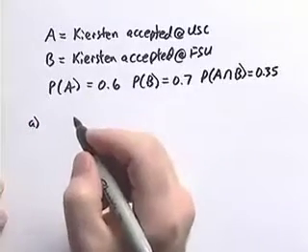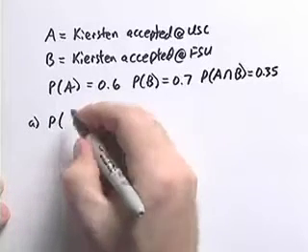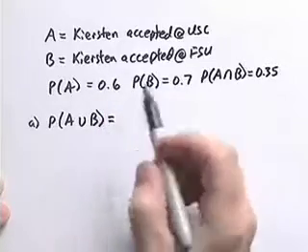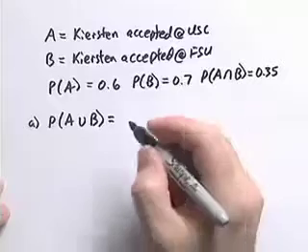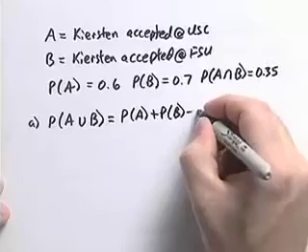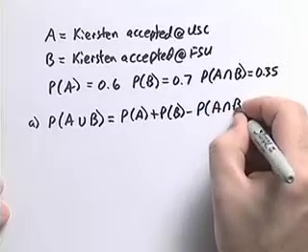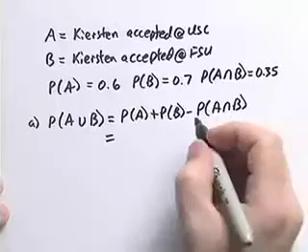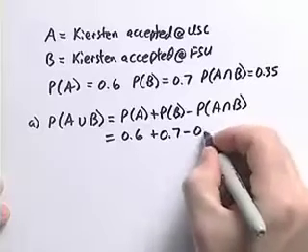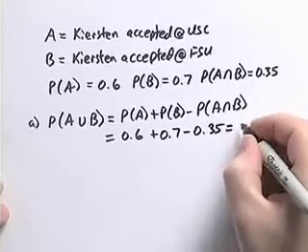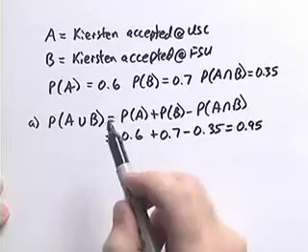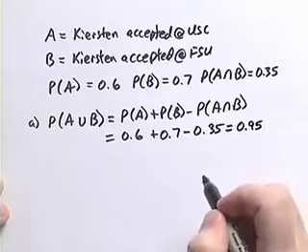In part A of this problem, we'd like to find the probability of A or B. It's A union B. That's the probability that Kirsten is accepted at USC or FSU. That's the probability of A plus the probability of B minus the probability of A and B. Since we know these three probabilities, we can just plug in our values, 0.6 plus 0.7 minus 0.35, and we end up with 0.95. So the probability that Kirsten's accepted at either USC or FSU is 0.95.